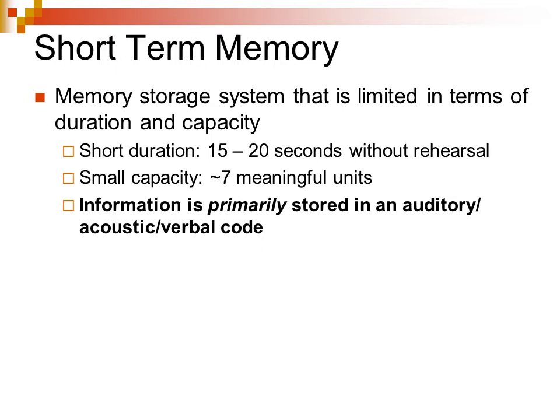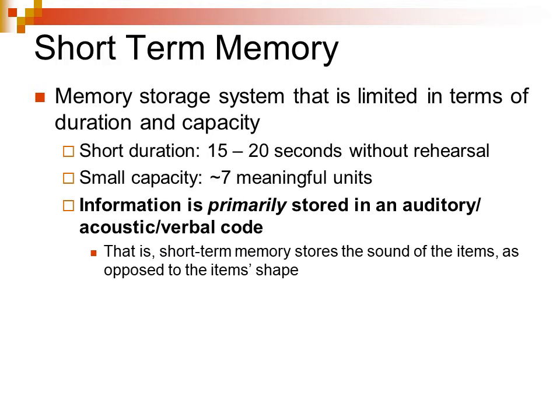The third characteristic of short-term memory is that information is primarily stored in an auditory or acoustic or verbal code. Your textbook talks about how it's possible to code information visually or semantically in short-term memory, but the default method is verbally. What I mean by this is that short-term memory stores the sound of the items as opposed to, for example, the item's shape. And so, when I give you a list of letters to remember, what is stored in short-term memory is what those letters sound like, not, for example, what they look like.